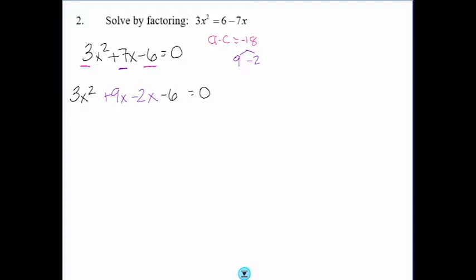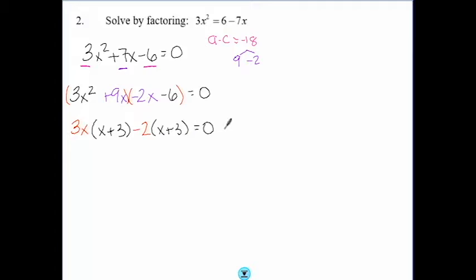Then I want to group my terms, and I want to factor out the greatest common factor from each set of parentheses. So for the first set of parentheses, that would be 3x, and then I'm left with x plus 3. For the second set of parentheses, that would be negative 2, and I'm left with x plus 3.